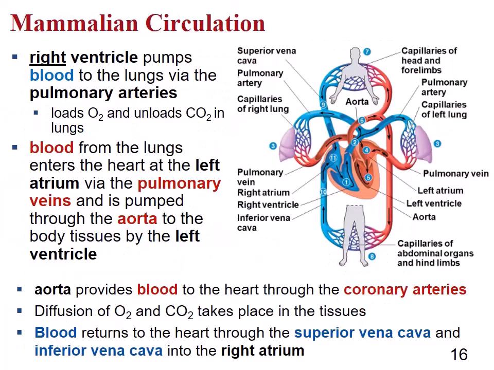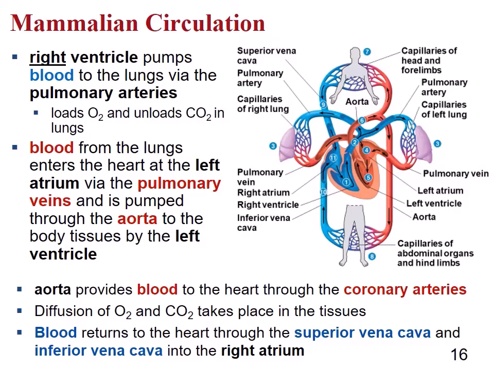So in mammals, the right ventricle is going to pump blood to the lungs by way of the pulmonary arteries, and that's going to pick up oxygen and unload carbon dioxide in the lungs. And then blood from the lungs is going to enter the heart at the left atrium by way of the pulmonary veins, and it's going to be pumped through the aorta to the body tissues by the left ventricle.